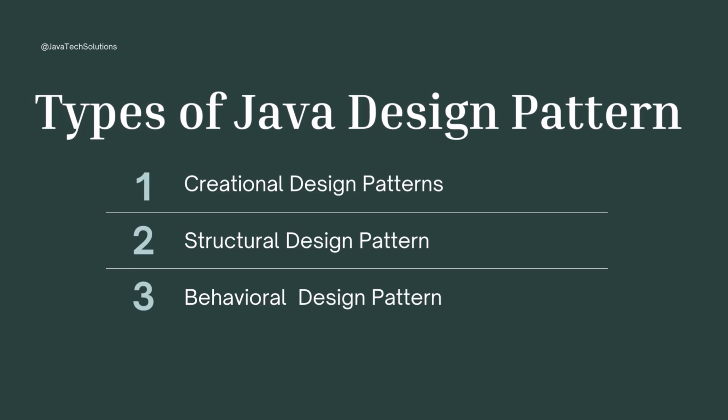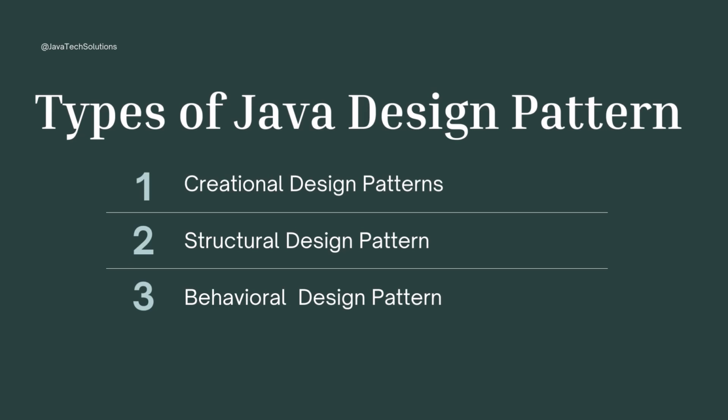So in that scenario we can use this creational design pattern. Creational design pattern also has some other patterns, which I will show in the next slides. Next is the structural design pattern. Structural design pattern provides different ways to create a class structure, like using inheritance and composition to create a large object from small objects.